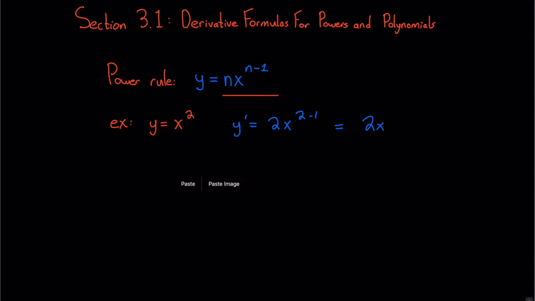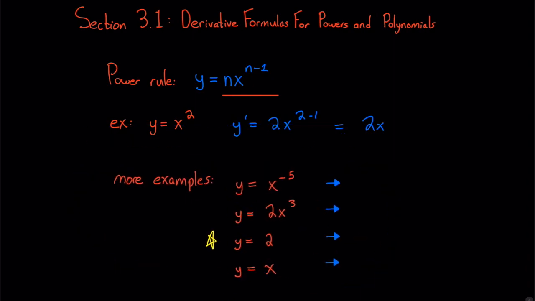Let's look at some more examples. We have y equals x to the negative fifth. That becomes negative 5, x to the negative 5 minus 1, which becomes negative 5, x to the negative 6. The next example, 2x cubed, becomes 6x squared. The next one, y equals 2: to find the derivative of that, it's just a rule. Whenever you have a constant, it becomes 0. And the last one, y equals x, would just be 1.